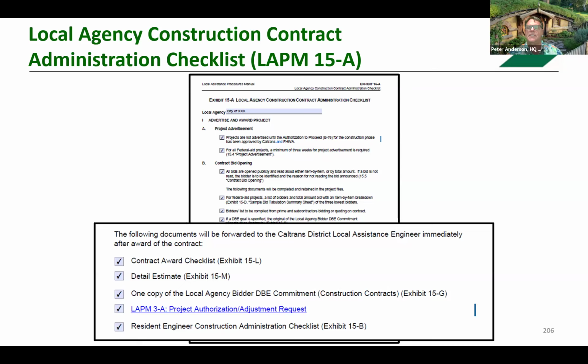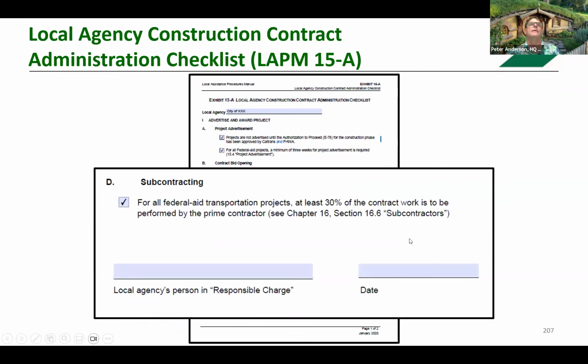You have the local agency DBE commitment and the resident engineer's construction checklist. This checklist is to ensure that the resident engineer is aware that the project is a federal aid project. I'm going to give you an example later as to where that was a problem. And last, subcontracting. Federal aid projects require at least 30% of the contract work to be performed by a prime. And again, another signature of the responsible charge.